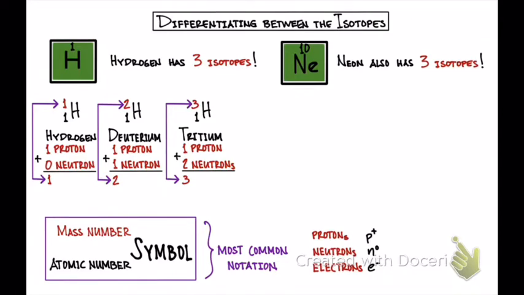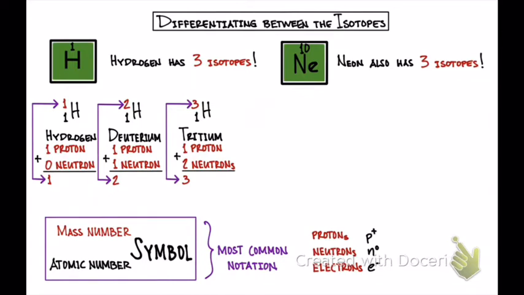These are the symbols for these subatomic particles. The proton is given the symbol P with a positive charge because protons are positively charged subatomic particles. Neutrons are given the symbol N with a 0 charge. Electrons, symbol E with a negative charge. And so, when you have this notation, in order to get the number of neutrons, all you have to do is subtract the two numbers, the mass number and the atomic number. So mass number minus the atomic number gives you the number of neutrons.